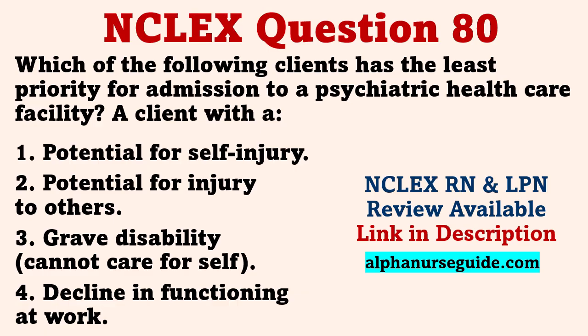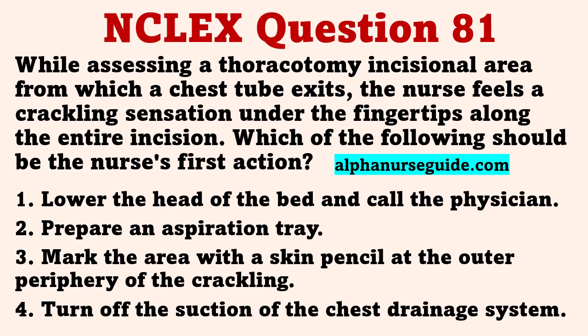While assessing a thoracotomy incisional area from which a chest tube exits, the nurse feels a crackling sensation under the fingertips along the entire incision. Which of the following should be the nurse's first action? 1. Lower the head of the bed and call the physician. 2. Prepare an aspiration tray. 3. Mark the area with a skin pencil at the outer periphery of the crackling. 4. Turn off the suction of the chest drainage system.